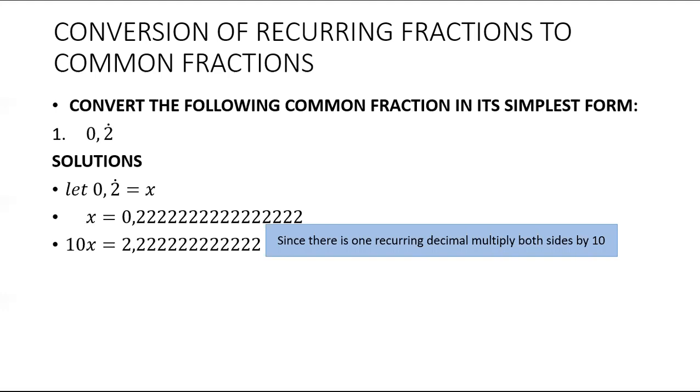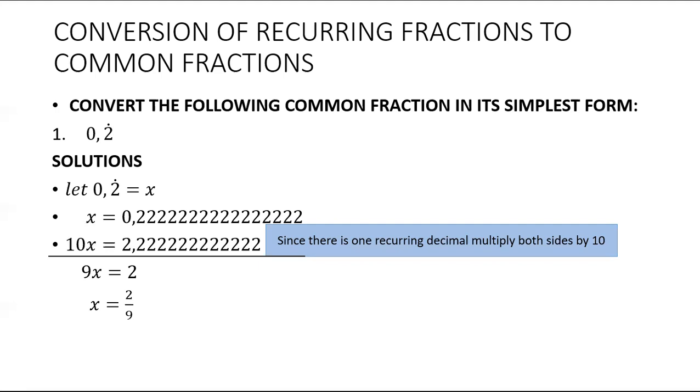So you take equation 2 minus equation 1. So 10x minus 1x will give you 9x. Do the same thing on the right-hand side. 2,2222 minus 0,2222. That'll just give you 2. And then you just solve for x. To solve for x here, we'll just divide both sides by 9. So meaning that x is 0,2222. If you were to write it as a common fraction, it will be 2 over 9.